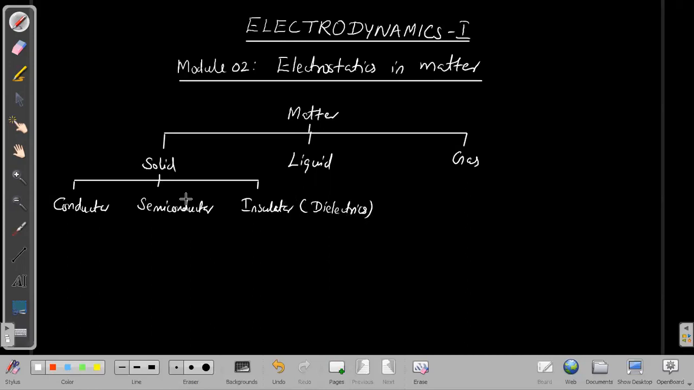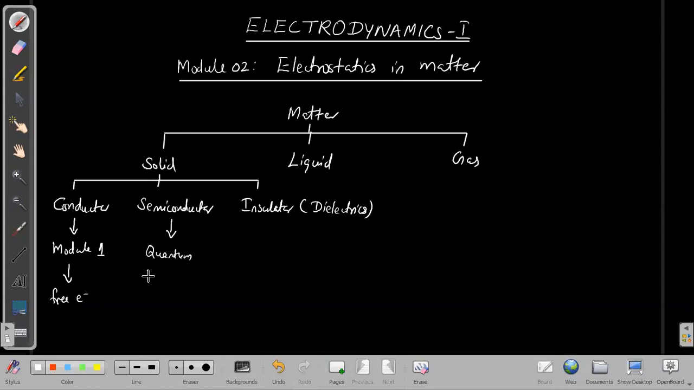So the discussion of conductor we already discussed in module 1. That is, what is the effect of the static electric field on conductor. And if you remember, the conductor contains a very large number of free electrons and so on. So there are many properties on it. Now, if you look into semiconductor, the semiconductor is basically a quantum phenomenon.